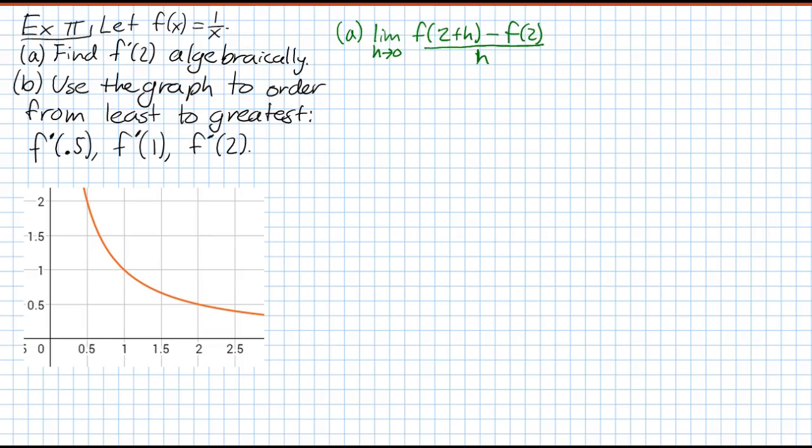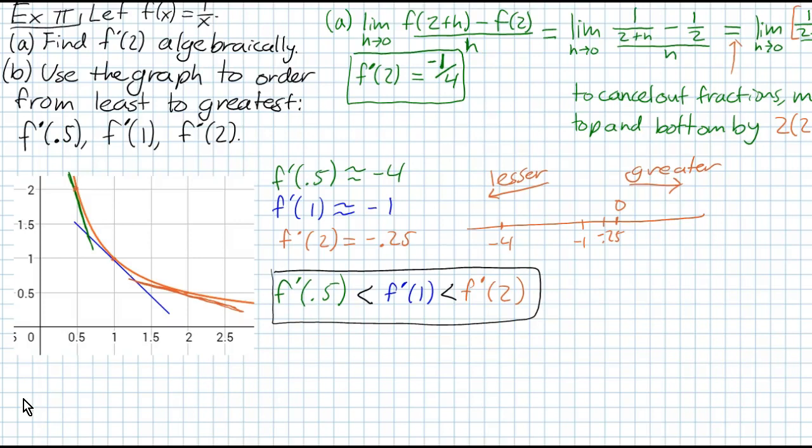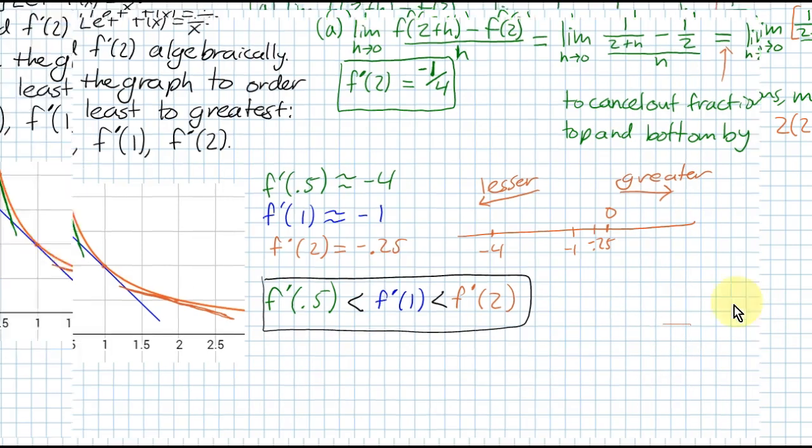and pause it now because the answers will appear in 3. And here are the answers. f prime of 2 is negative 1/4. And for part B, f prime of 0.5 is less than f prime of 1, which is less than f prime of 2. And those are those answers. Let's go over this real quick.